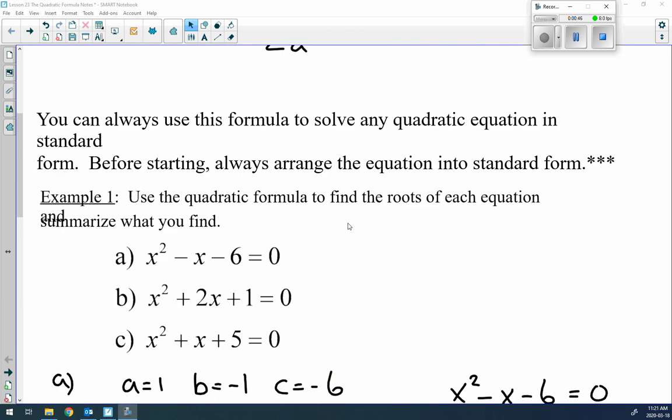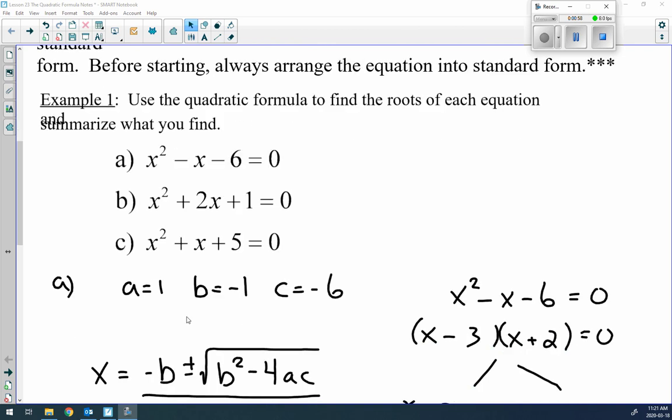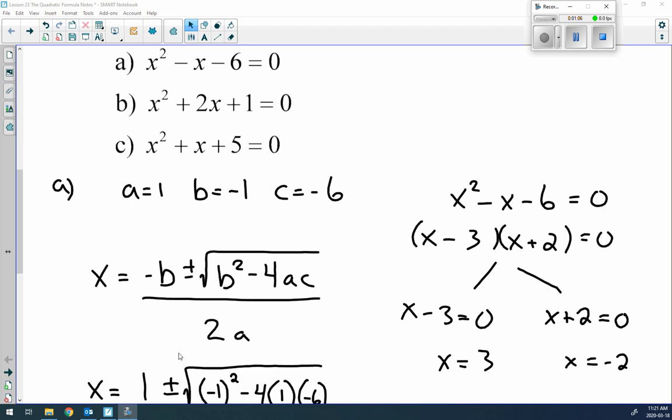So what we're going to do here is I'm going to go through 3 examples, and I'll show you how to use the quadratic formula, and then I will show you that there's always an easier way to do stuff. So let's look at the first one here. X squared minus x minus 6 equals 0. All right, so the first thing we do is we write down what a is. A is equal to 1, b is equal to negative 1, and c is equal to negative 6. Then write down the formula right there.